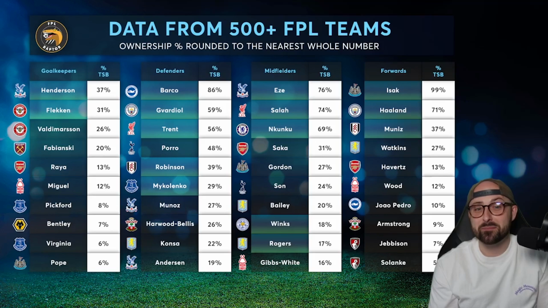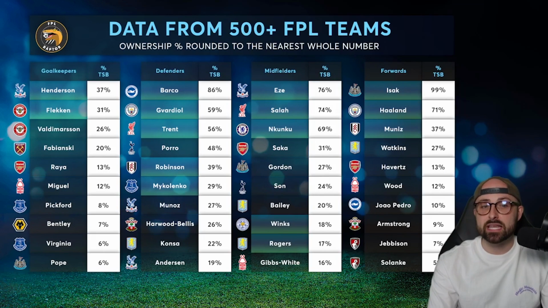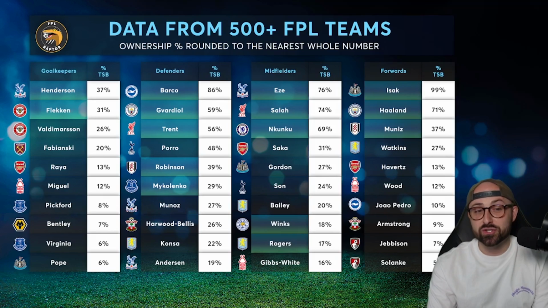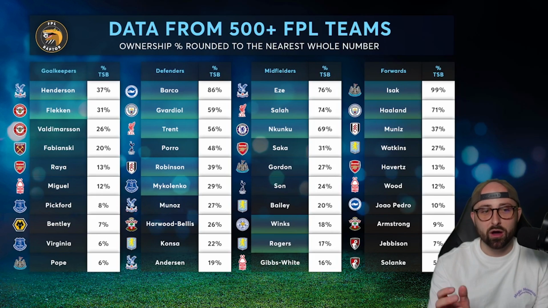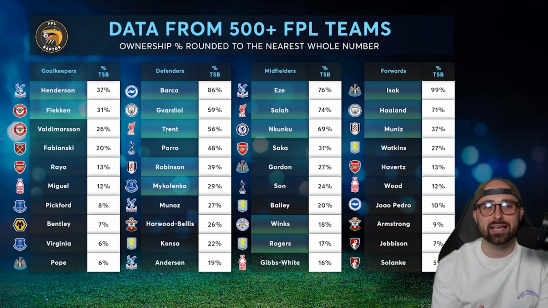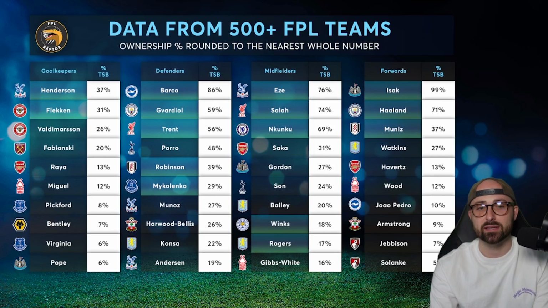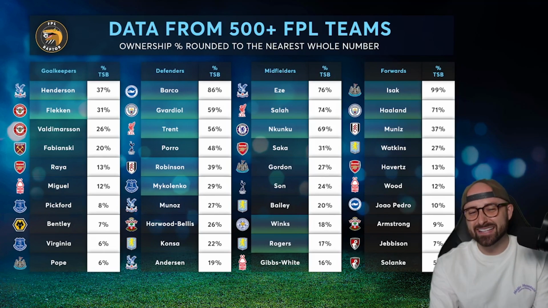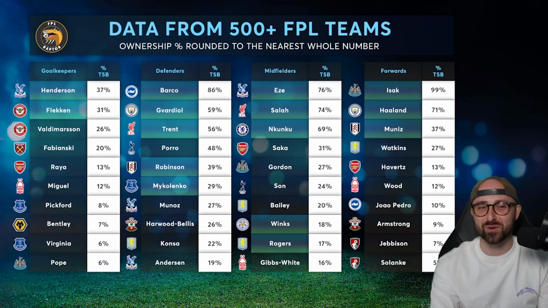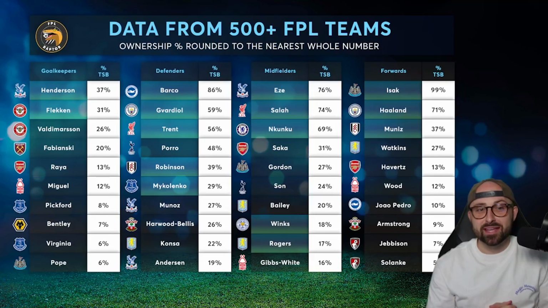Muniz, 37%. Again, I did not expect that to be so high, but it is. Watkins only just below at 27%, but I just couldn't squeeze him into the team. Obviously, at 9 million, if you want Haaland and Salah and Isak and Eze and Trent and Gvardiol, there's no way to get Watkins in as well. But lots of managers still think Watkins is decent, but a quarter of that's still a very low number considering how good he was last season. Havertz at 13%. Not particularly high, but you can understand why that might creep up soon.